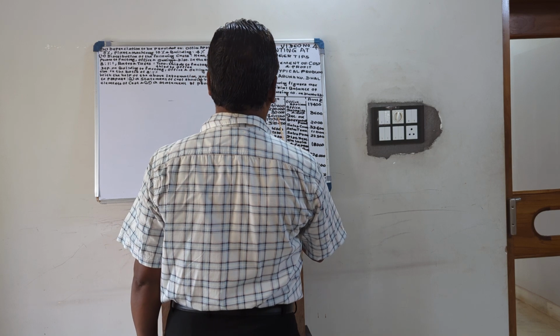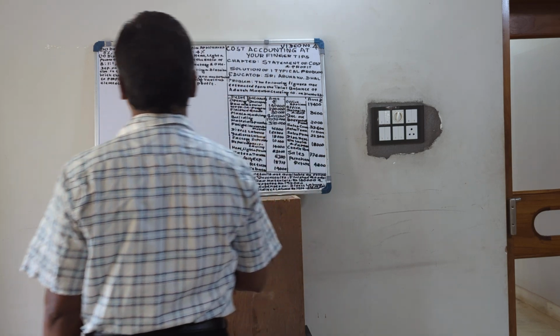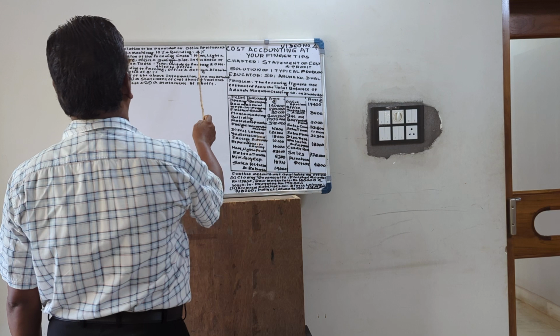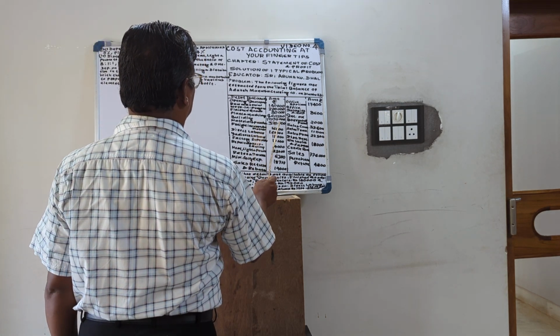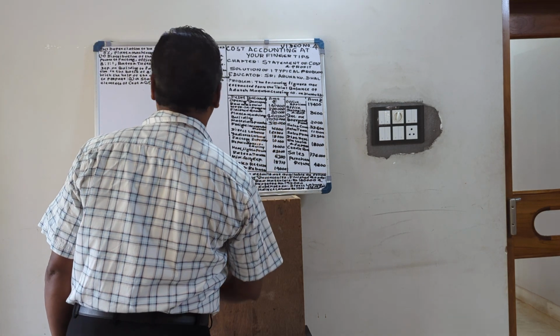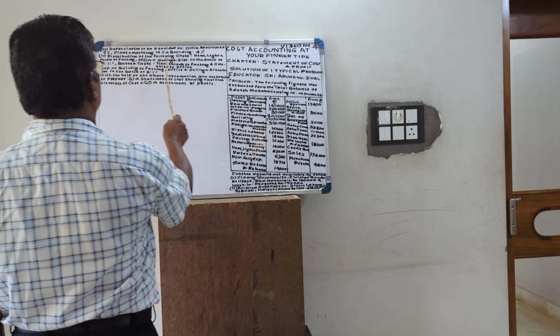It is 46,050. Then 4% building cost is 10 lakh, 4% means 40,000. Here it is given distribution of following costs.